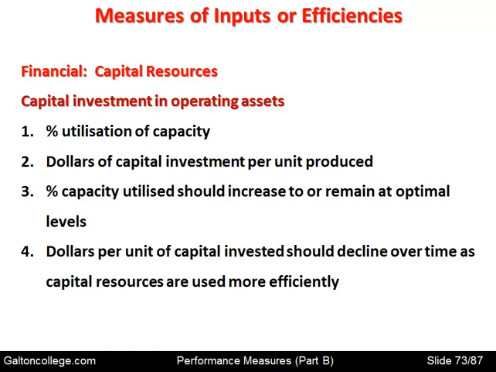Now, pounds or dollars or whatever the currency is, euros, per unit of capital invested should decline over time as capital resources are used more efficiently. So the per unit cost of capital invested should decline over time, because as more output is produced, that fixed cost, the cost of the capital, the fixed sum, is being divided by a bigger and bigger denominator. The fraction is therefore getting smaller.